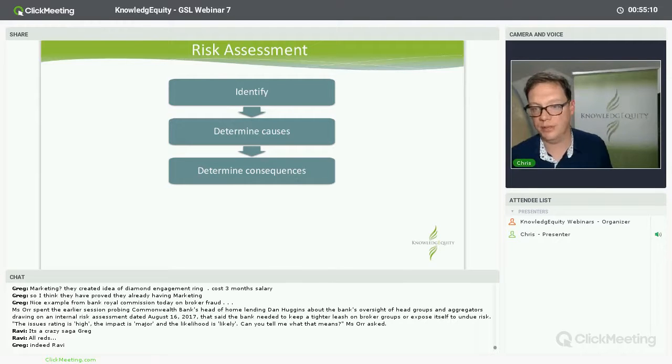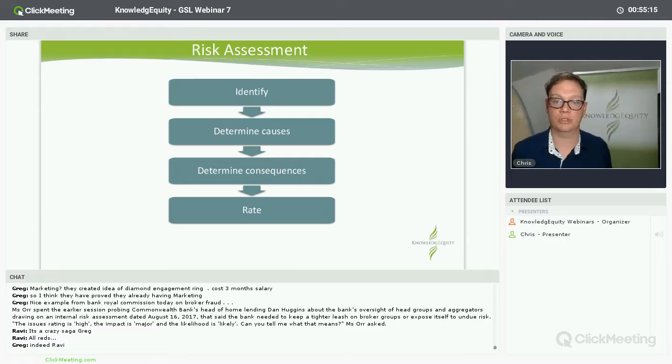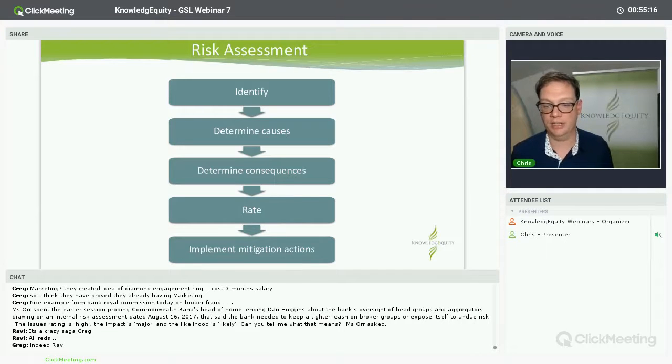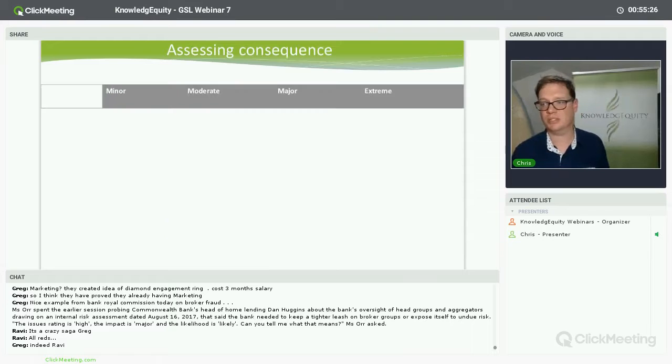You determine causes. You think about what the consequences are if that risk was to occur. You give it a rating, and I think it is very important that you also consider what mitigation actions you can put in place. Because pretty much most risks you identify, you cannot eliminate. You'd love to, you can't.